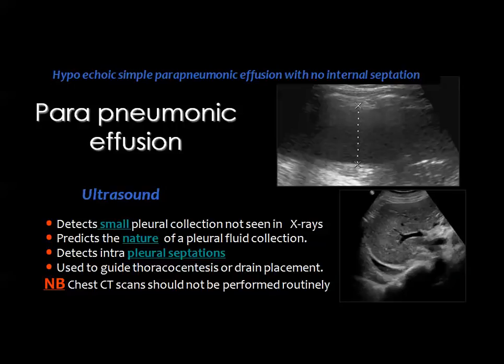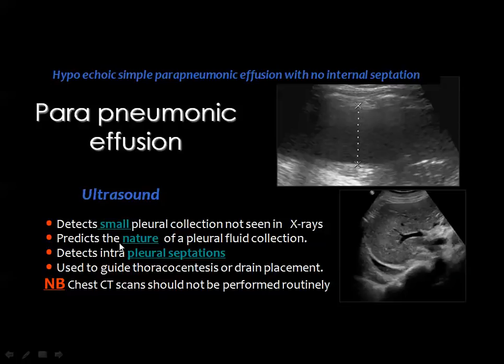And so you can see here if there is minimal pleural fluid, this is the liver and this is the diaphragm, and you see this is the diaphragm, and you see some pleural fluid which is accurately detected by ultrasound. And then ultrasound can detect small pleural collections better than X-rays.